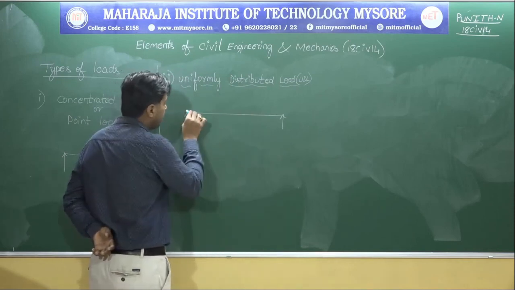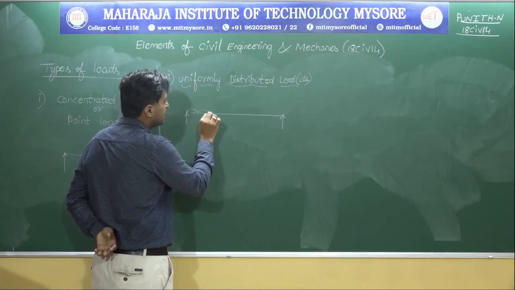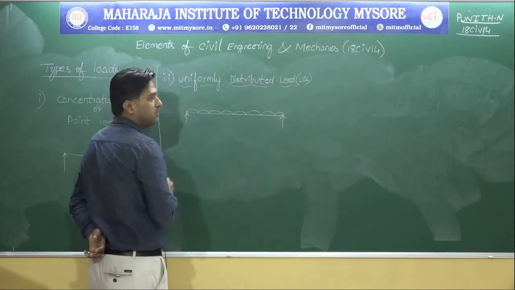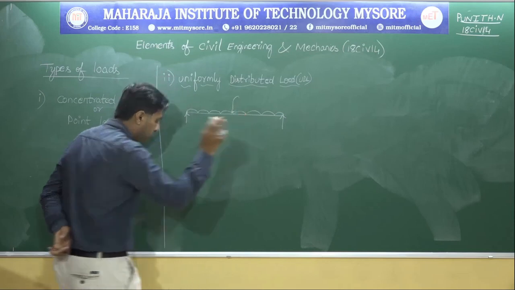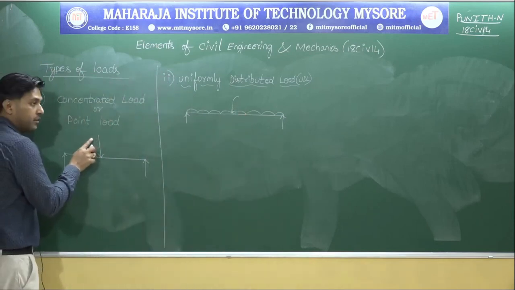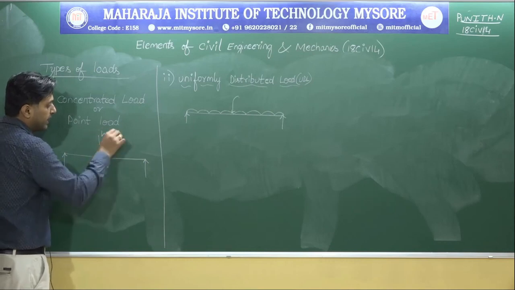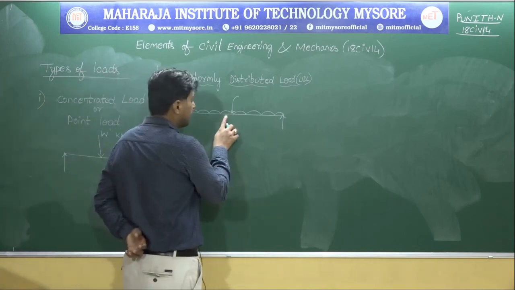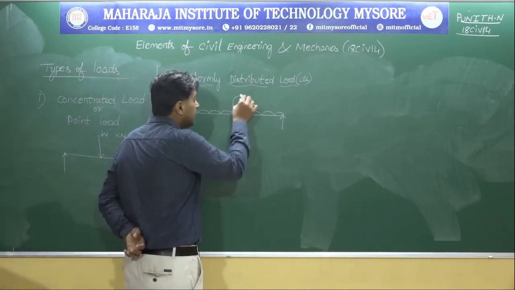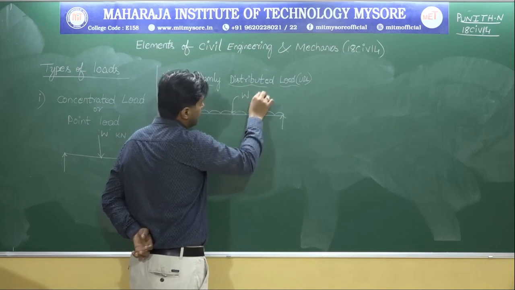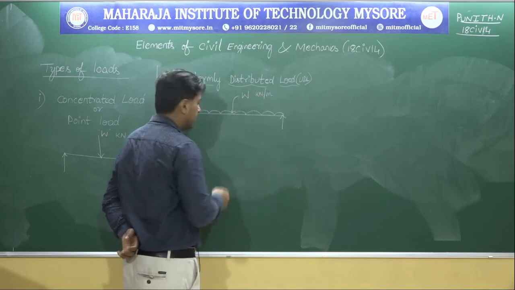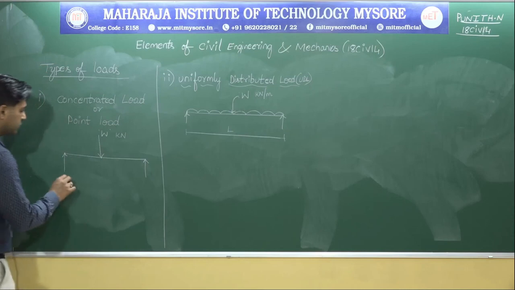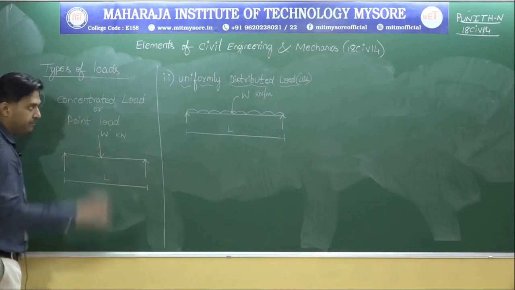Now for uniformly distributed load, as the name itself indicates, throughout the beam the load will be the same. And one more thing, for the concentrated load, W is the load and the unit is kilonewton. Similarly for this kind of beam, the load will be W but the unit is kilonewton per meter, and obviously this will be the span. Let me consider this as the span L.